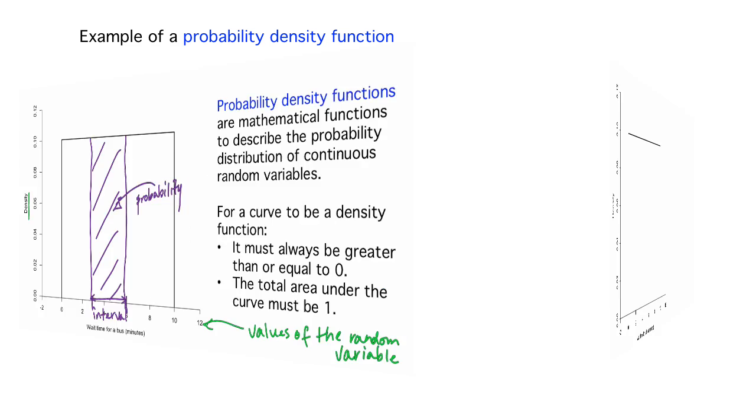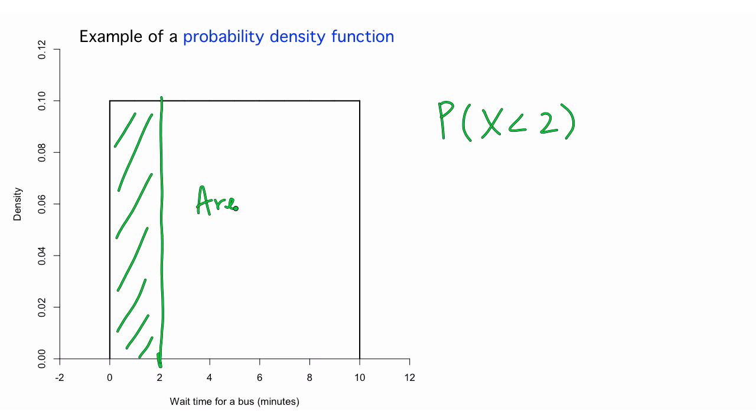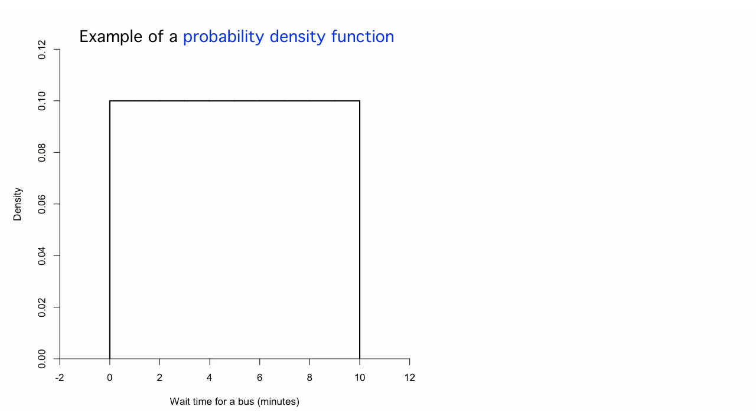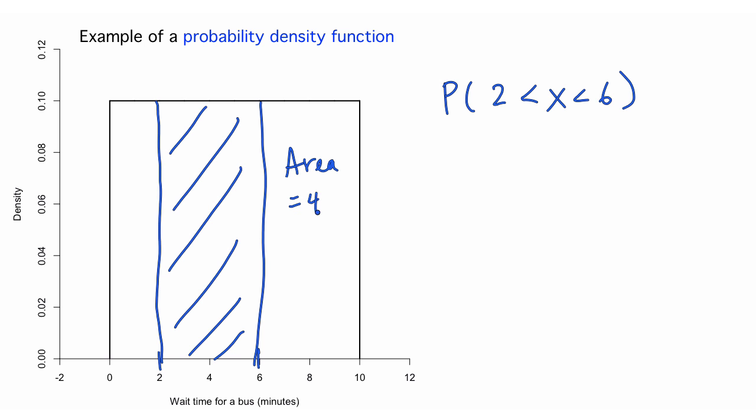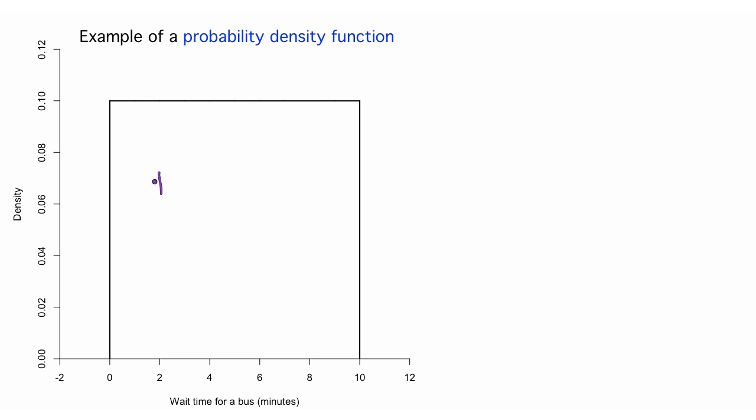For example, suppose we want to know the probability that our rider waits less than 2 minutes for the bus. We find the area under the density curve from 0 to 2, which is the area of the rectangle with width 2 and height 1/10, and so the probability that x, our waiting time, is less than 2 is 2/10. The probability of waiting between 2 and 6 minutes is the area of this rectangle with width 4 and height 1/10, and so the probability that x is between 2 and 6 would be 4/10. And we can verify that this is a valid density function because the total area under this curve is 10 times the height of 1/10, which is 1, which is required of all density functions.